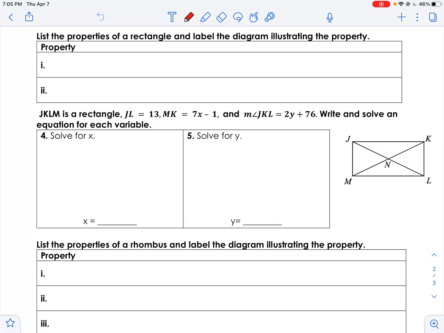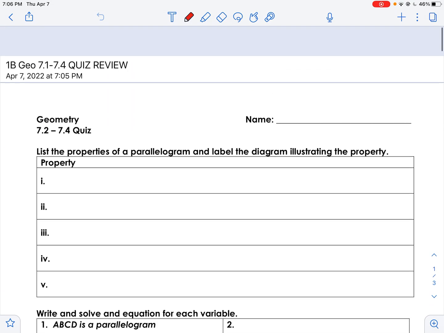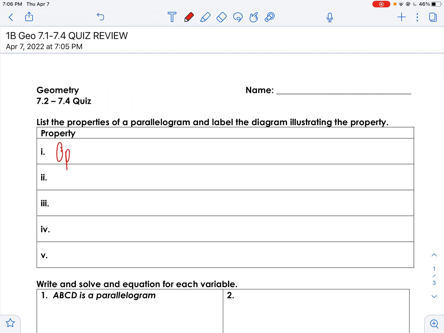Hey, here's a quick video on how to solve 4 through 6 on our 1B geometry 7.2 to 7.4 review. Now, the things that I really need to know, I need to know my parallelogram properties. So things like the opposite sides are parallel and congruent. The opposite angles are also congruent. I need to know that the consecutive angles add up to 180.